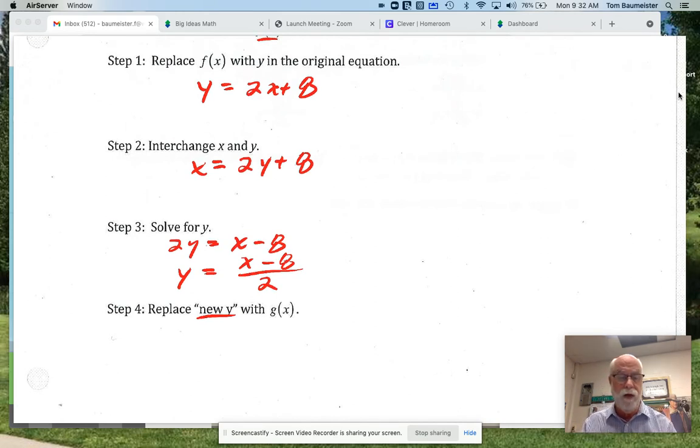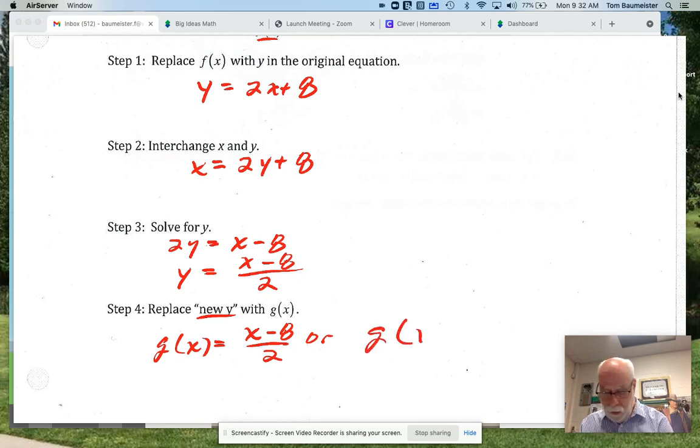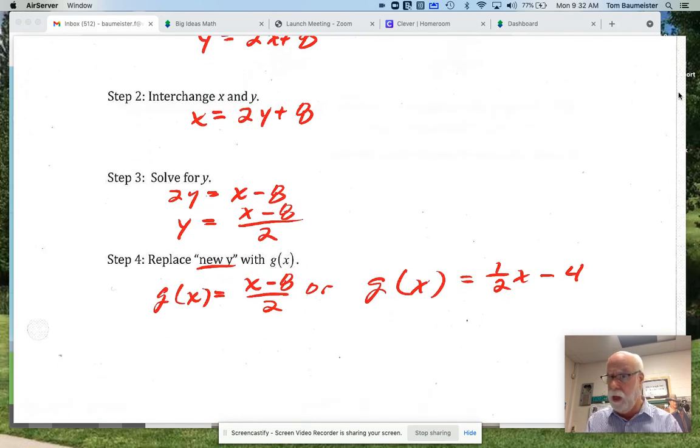So we started with f of x. And since we did the inverse, we need to have something different. And your book chooses g of x. So we're going to say g of x is equal to x minus 8 divided by 2. Or, again, you can divide both elements by 2, so we could get 1/2 x, and then negative 8 divided by 2 is negative 4. So I'm sure your platform, Big Ideas Online, will probably take either one of those.